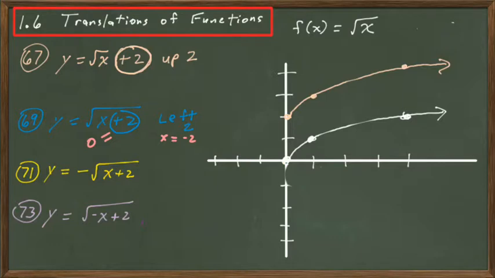So that's why everything shifted to the left 2. So I go from here, I go to the left 2. Take this to the left 2. Take this point right here, go to the left 2. And you have the same shape, just to the left 2.